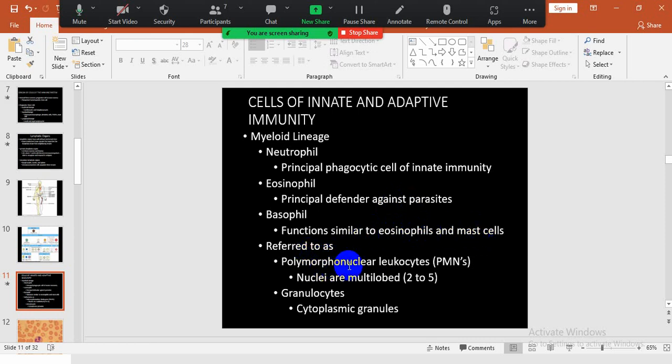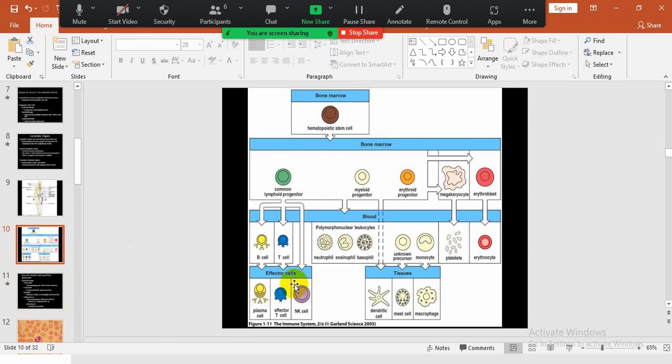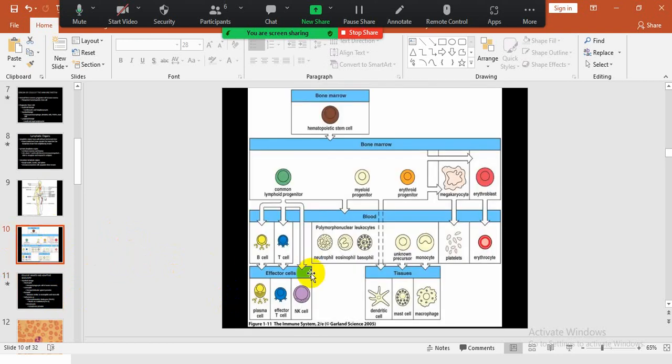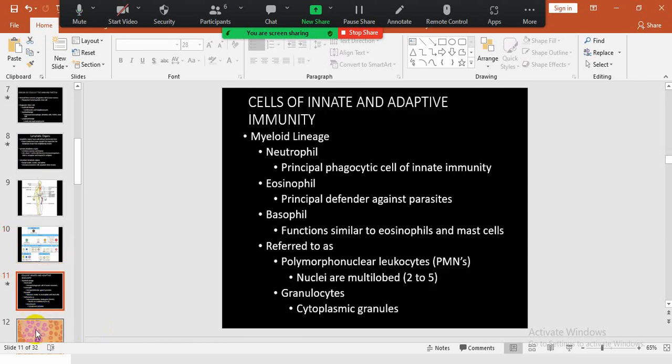So they are called polymorphonucleates because they have what? Nuclei that are multi-lobed. Not only one lobe, but different lobes. You can see it again. Multi-lobe nuclei. You can see now. Okay. Then they are also granulocytes because their cytoplasm is full of granules. So you can see the granules in the cytoplasm. But these ones don't have any granules. But these ones have granules. So they are called granulocytes or polymorphonucleates. Okay, let's go to the next slide.